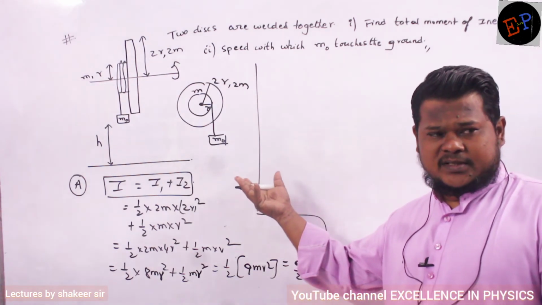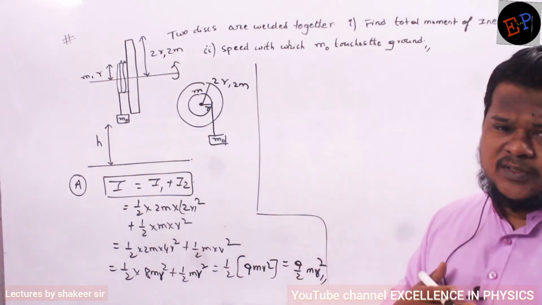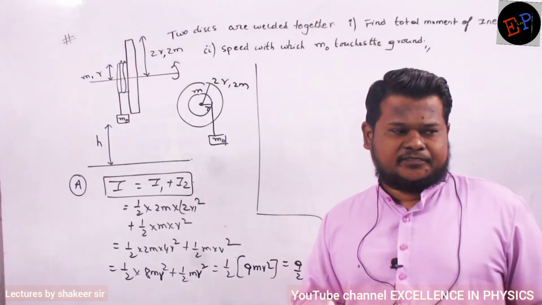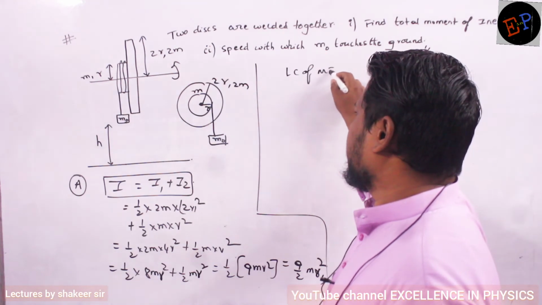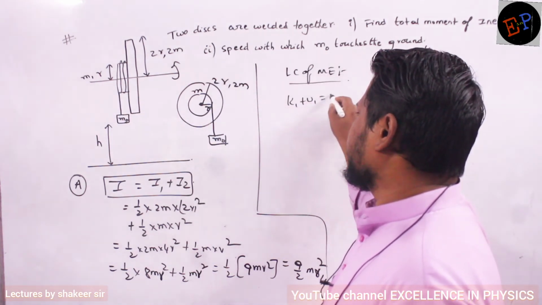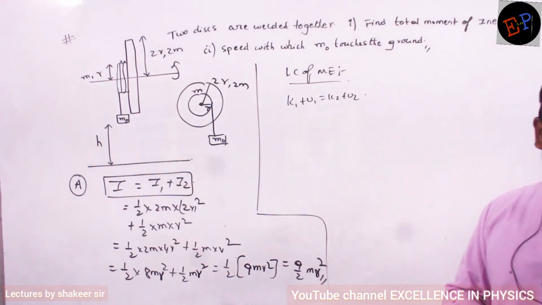How many forces are present? Only gravitational force is present, there is no other force. So if only gravitational force is present, what can we do? Law of conservation of mechanical energy. This is what I can use now. So what is the law of conservation of mechanical energy? K1 plus U1 is equal to K2 plus U2. That's all.